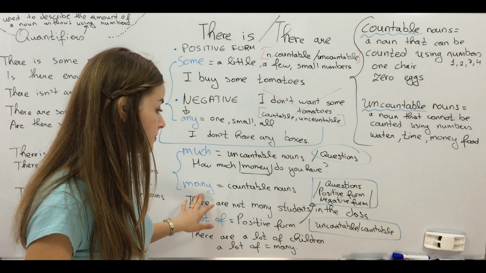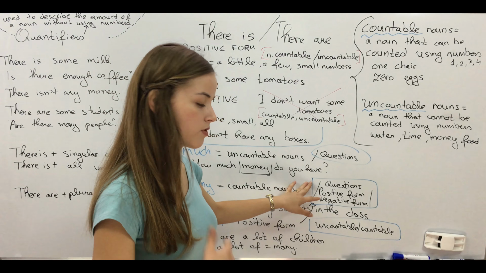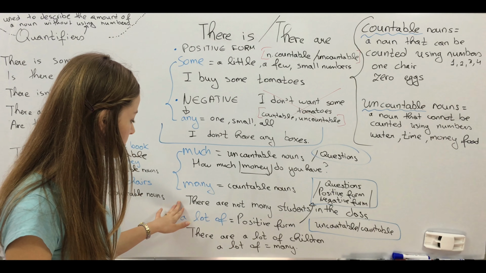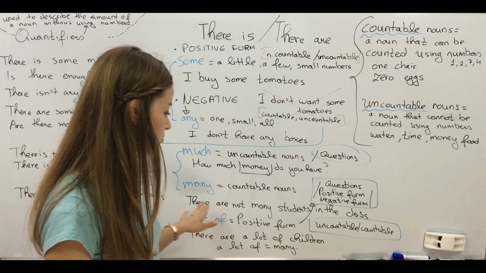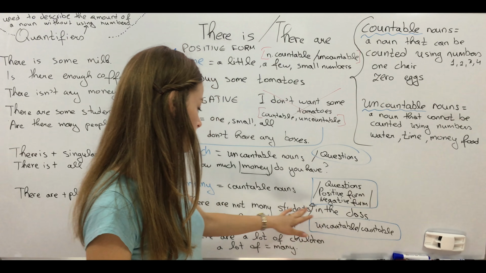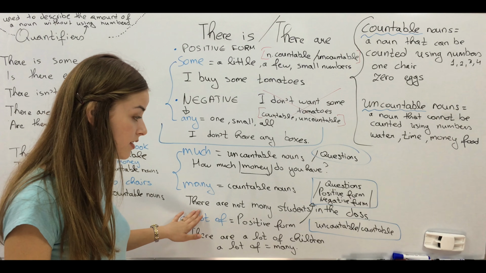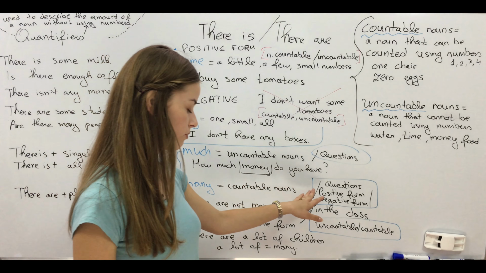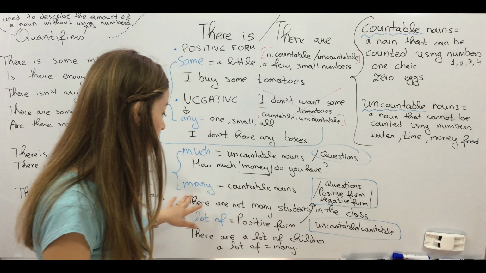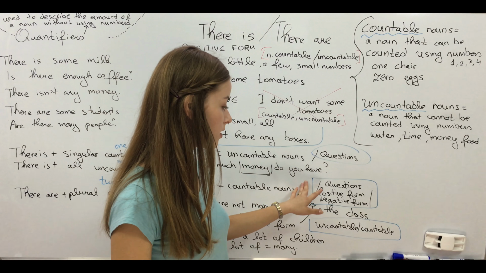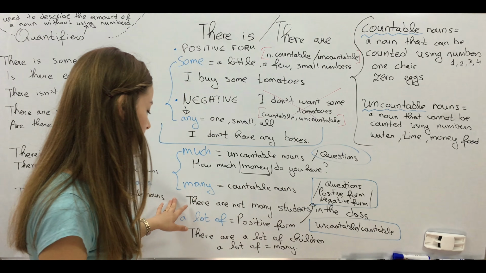Instead, many is used with questions, with a positive form and with a negative form. Here we have a sentence. There are not many students in the class. So this is the negative form, but you can say there are many students in the class, so the positive form, and you can ask, are there many students in the class? So you can also make questions by using many.